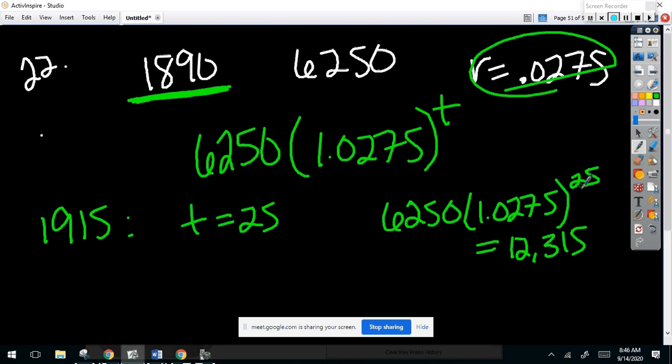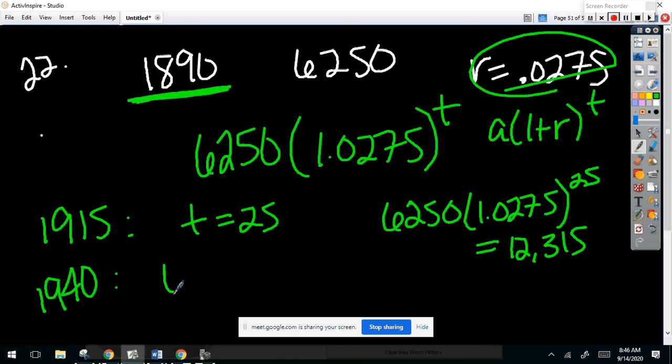How about the next year? 1940. 40 is how many years? Plug that in here for t again. What did y'all get for that? 265? Everybody good?